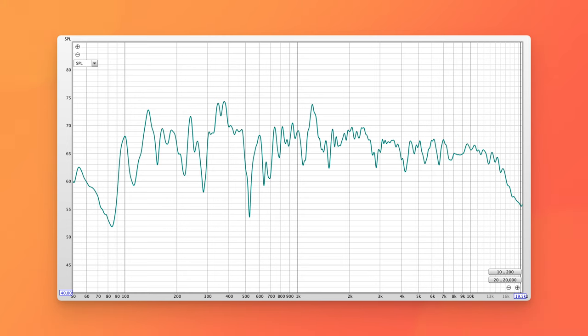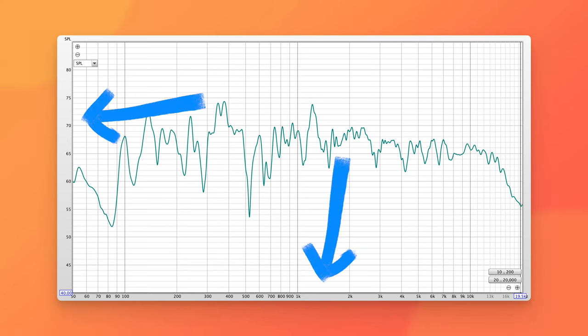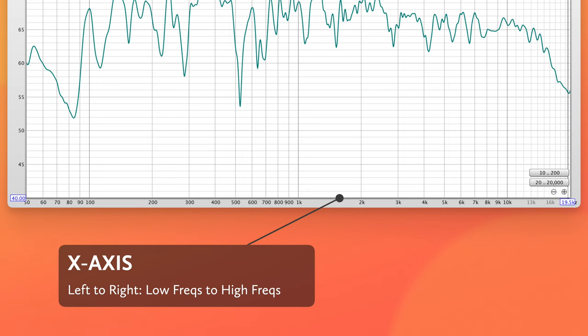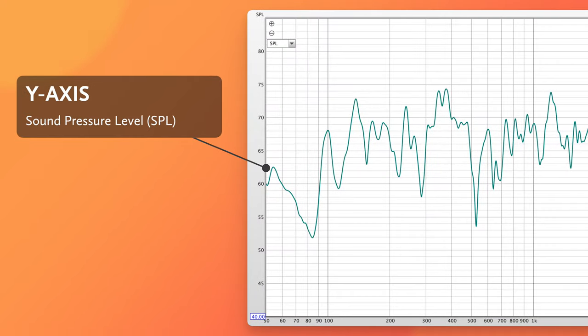The first and most important thing when it comes to interpreting a frequency response graph is you have to pay attention to the X and Y axes, because they dictate how the graph is displayed. The x-axis shows you the frequencies. From left to right is low frequencies to high frequencies, just like the x-axis in an EQ plugin. The y-axis shows you the sound pressure level, or SPL, of the frequencies, or for the sake of simplicity, you can think of it as how loud the frequencies are.